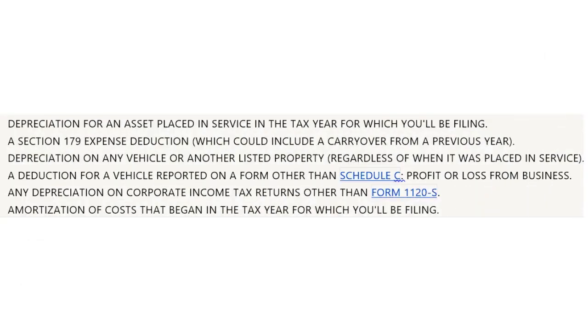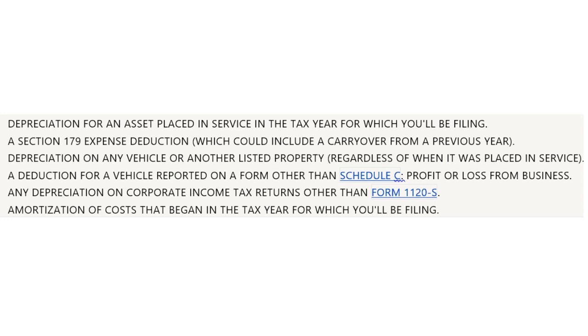We're going to put this on the screen so it's clear for everybody. You have depreciation for an asset placed in service in the tax year for which you'll be filing. So if you place the asset this year, then you have to file a Form 4562 this year. And if you are claiming a Section 179 expense deduction, which could include a carryover from a previous year, depreciation on any vehicle or other listed property, regardless of when it was placed in service. So here, history doesn't really matter. What really matters here is operational suitability.